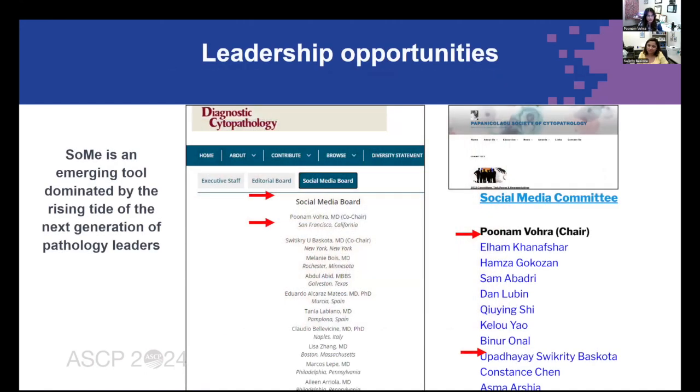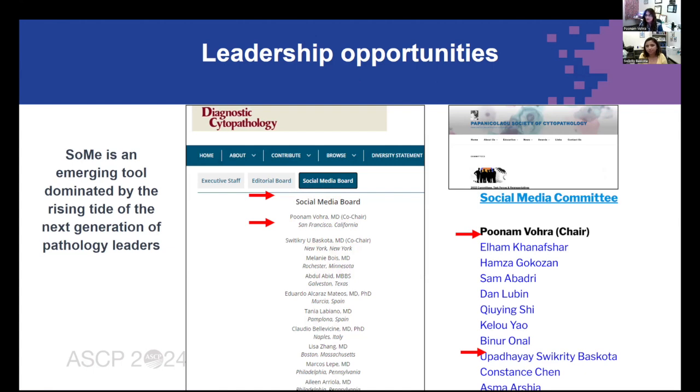In addition to all the benefits Dr. Sukriti Baskota and I spoke about, there are other opportunities, like leadership opportunities. Both Dr. Baskota and I got a couple of leadership opportunities. We not only became social media committee members for the Papanicolaou Society, but we were also on the social media board for Diagnostic Histopathology, and we are still working for both these organizations.